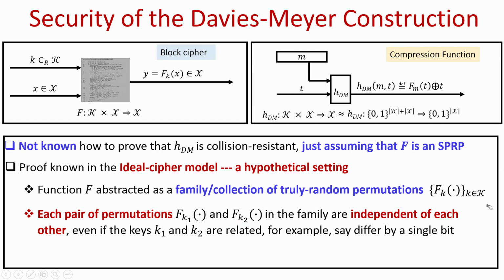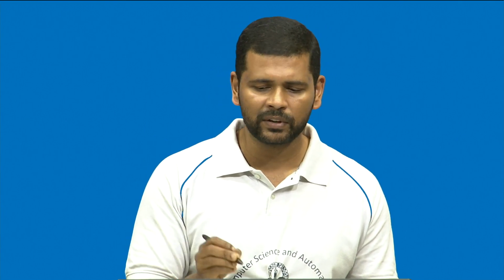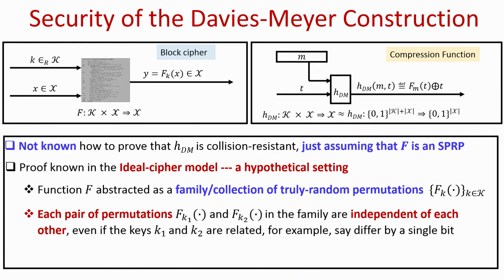Till now there is nothing unconventional that we are assuming about the function f, because when we assume that f is a strong pseudo random permutation, even though it is not a truly random permutation, it gives a pseudo randomness guarantee, meaning we can assume it behaves like a pseudo random permutation. But in the ideal cipher model, we are making slightly stronger assumptions. We are assuming that each member of this bigger family is indeed a truly random permutation and independent of each other.